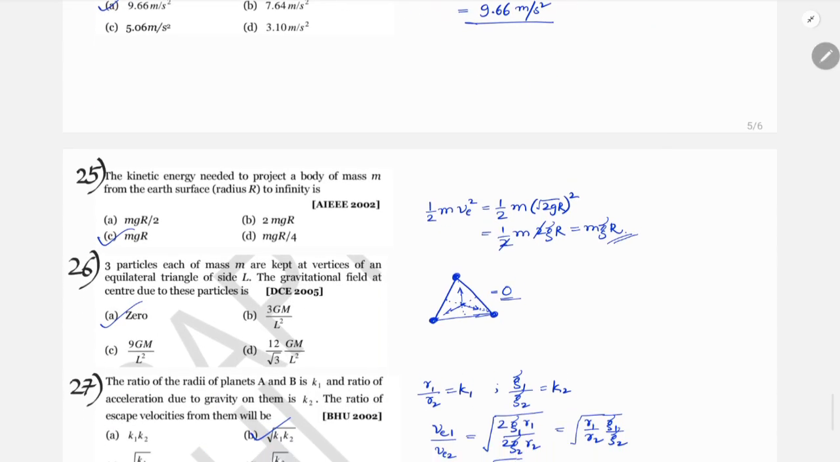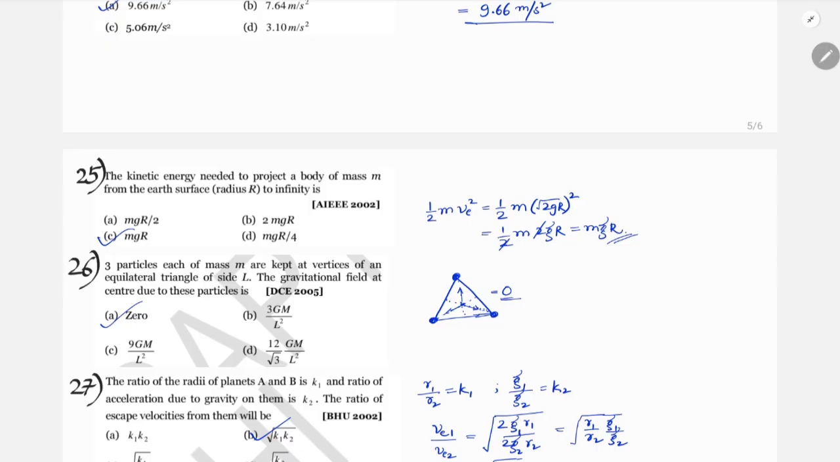Now problem number 25. The kinetic energy needed to project a body of mass m from the Earth's surface to infinity. Indirectly, this kinetic energy is equal to the potential energy on the surface. Potential energy on the surface we know is GMm by r, of course that is in the minus sign.